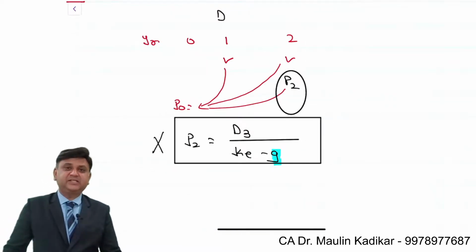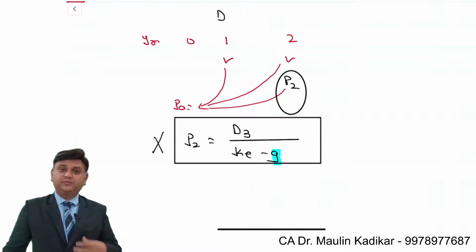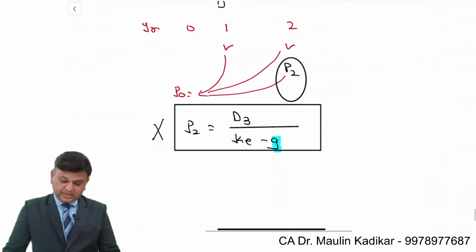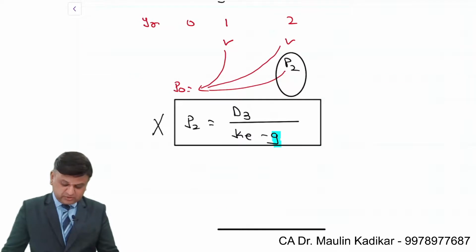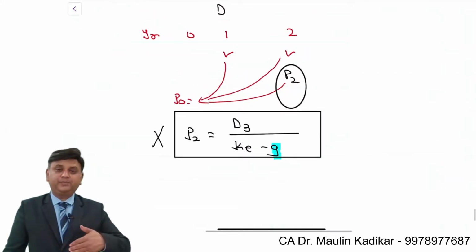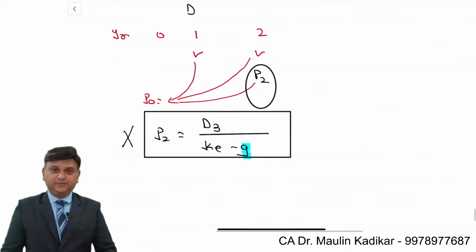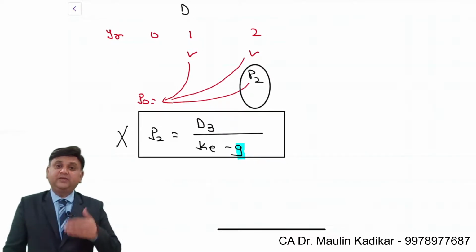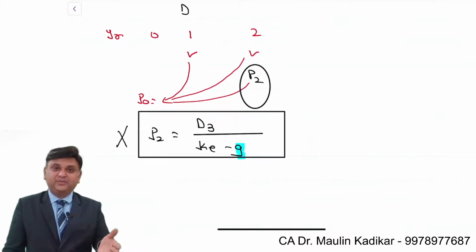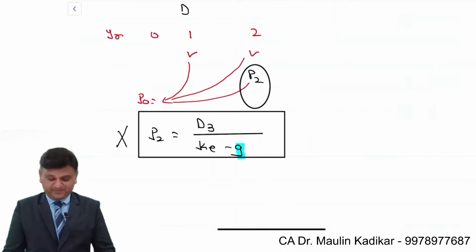Now friends, let us understand how to make the calculation of P2. P2 will not be calculated using this method. Then how to do it? From the prospective investor point of view, from Mr. E point of view, we have to prepare the cash flow series, because what he will be ready to pay depends upon what he is going to receive.